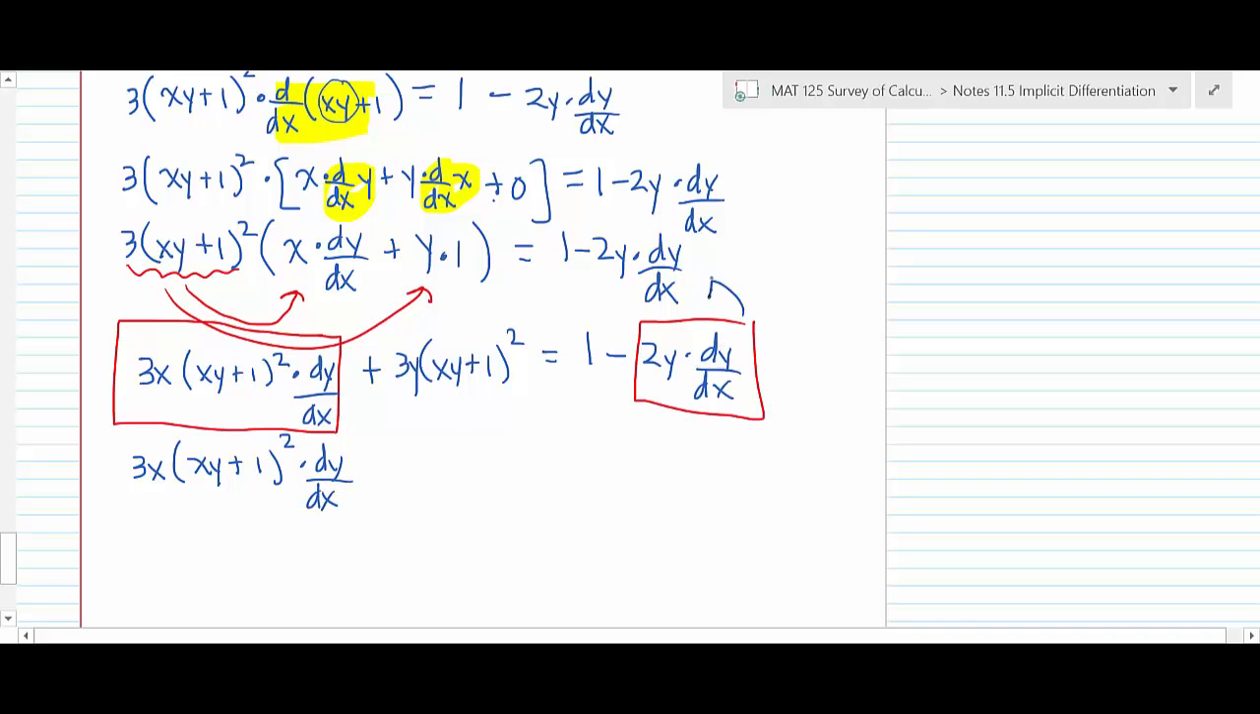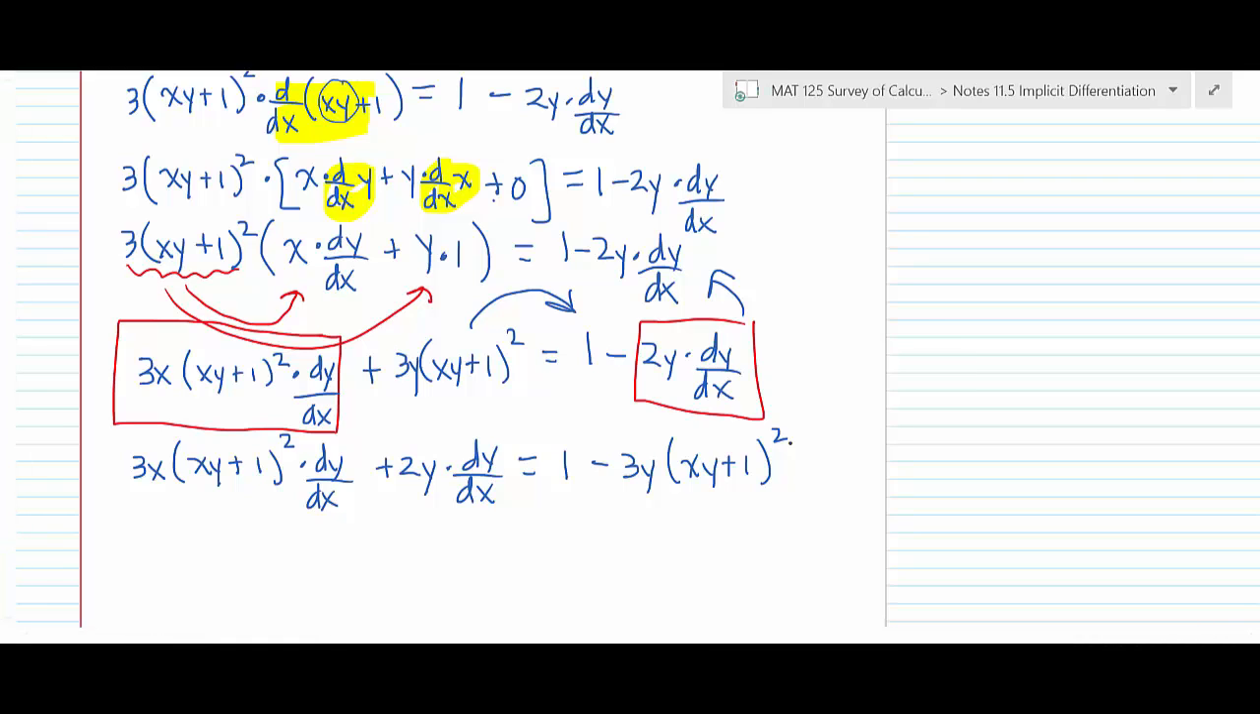This is going to move, so the minus 2y becomes plus 2y. Okay, and then we're going to move this. The 1 stays. It doesn't have a dy over dx. And then this moves because it also does not have a dy over dx. This is almost always how you finish these problems. Anything that has dy over dx together, anything that doesn't together on the other side. Okay, now what?